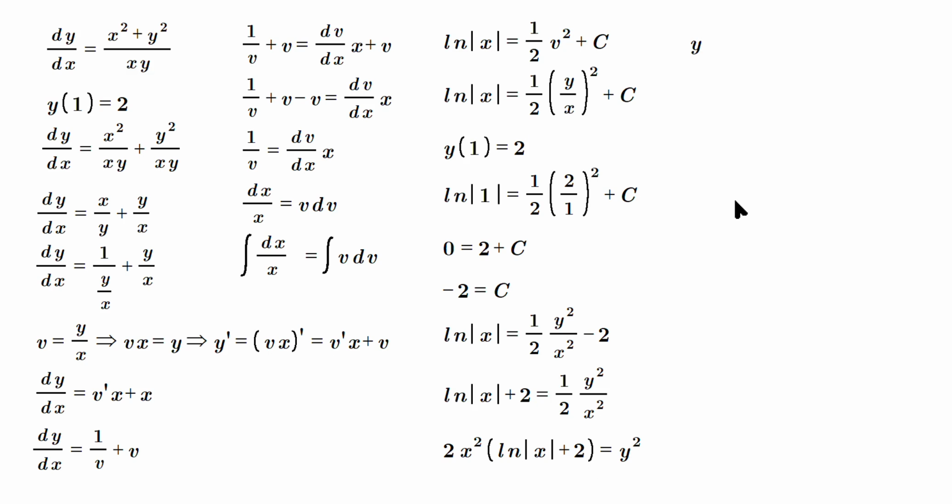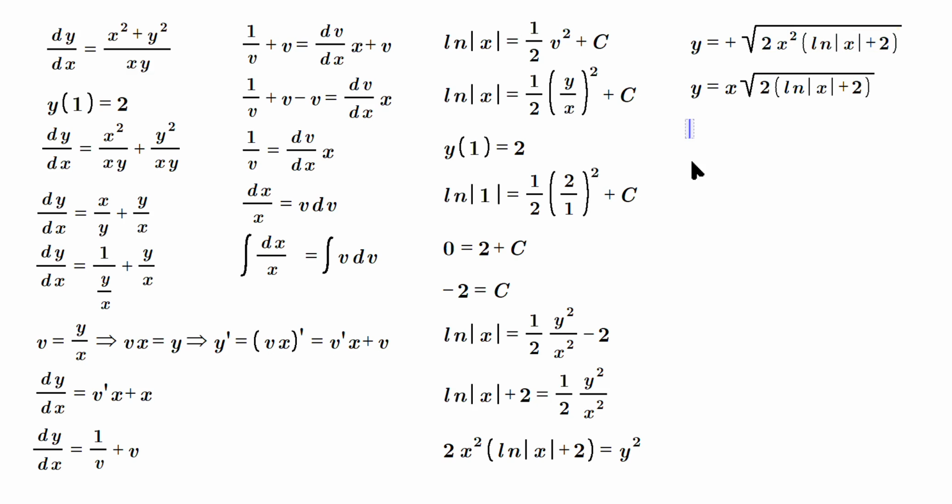So you're going to have y equals the positive square root of 2x squared, x squared here, and then the ln of the absolute value of x plus 2, and apply the roots. So you're going to have x square root of 2. And lastly, we can write this as y is equal to x, and the square root of 2, and then ln of just x without the absolute value bars plus 2. You don't need the absolute value bars. You really on your own should graph the solution. You will see why you don't need the absolute value bars. I'll leave that as a mystery for you to figure out.